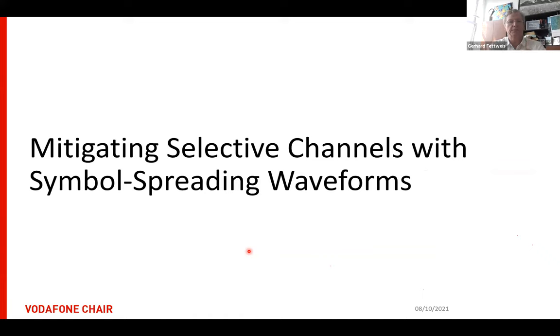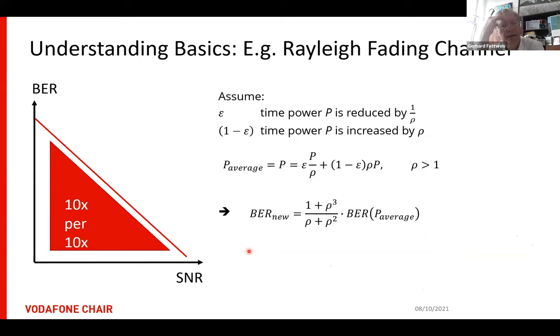If we now want to mitigate selective channels with symbol spreading waveforms, this is something which is also an important piece of knowledge that everybody has to understand: the basics of a Rayleigh fading channel. If we have a single antenna, diversity one Rayleigh fading channel, could also be multiple antennas, but it's a diversity one Rayleigh fading channel, the bit error rate goes down by 10x if we increase our SNR by 10 dB, meaning by 10x. So there is this 1/x dependency between bit error rate and signal to noise ratio. And on the log scale, this looks linear. On a log scale, this is a linear line.